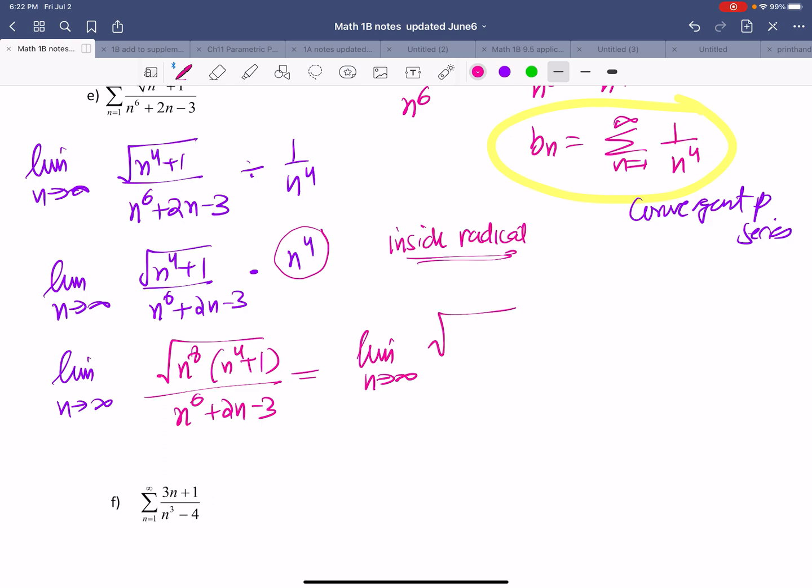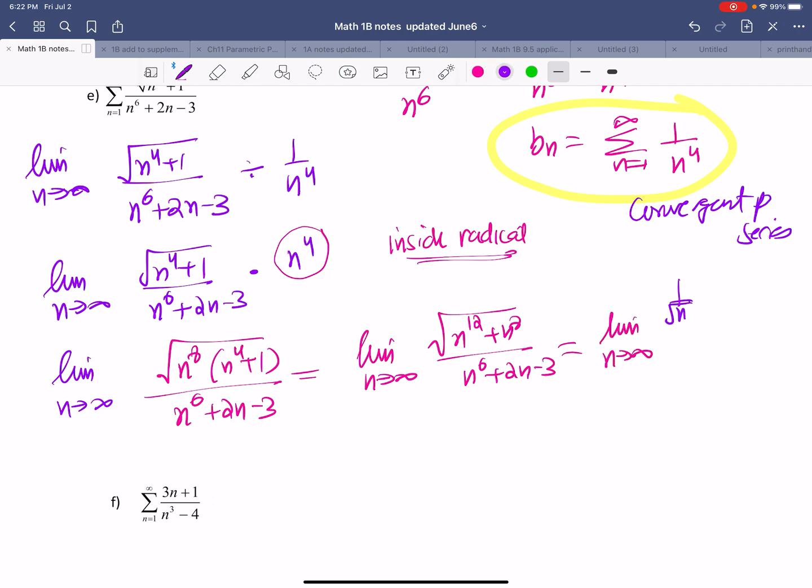Limit as n goes to infinity of the square root of n to the power 12 plus n to the 8th, over n to the 6th plus 2n minus 3. Because the numerator and denominator have the same degree, to really see how the limit works we can divide both numerator and denominator by the square root of n to the power 12.